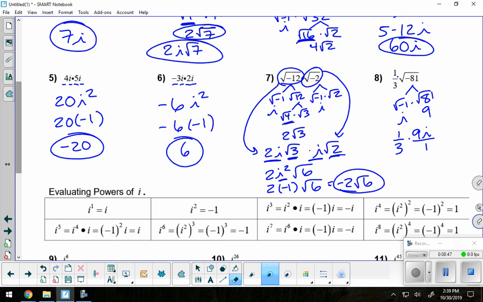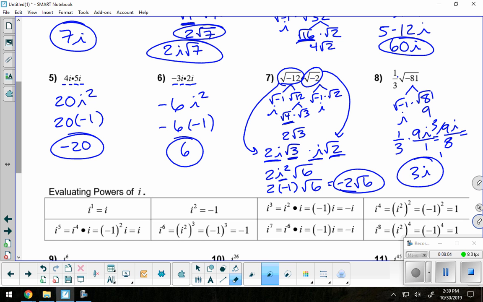Which, if you wanted to, with multiplication, that'd just be 9i over 3, and then just simply reduce it. So 9 and 3, you could divide those both by 3, so it'd be 3 over 1. So you get 3i over 1, or just 3i in this case.